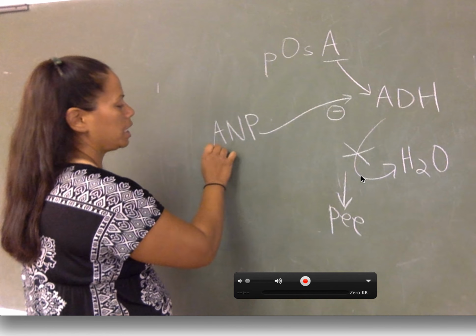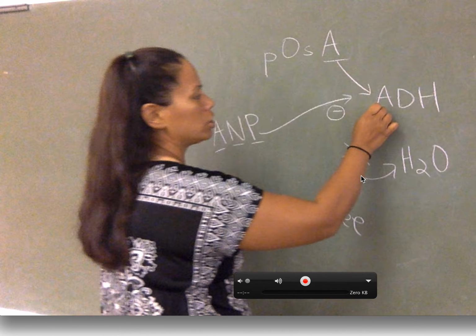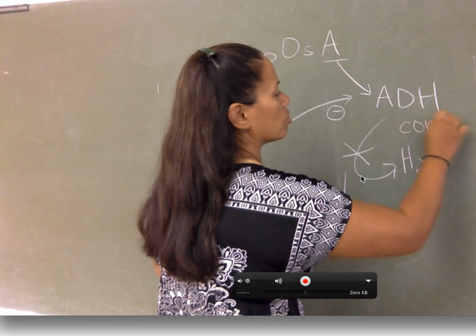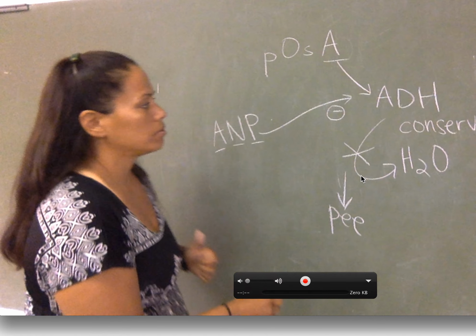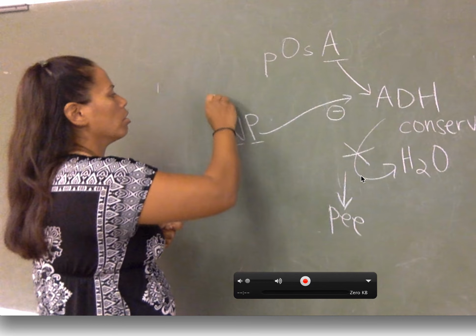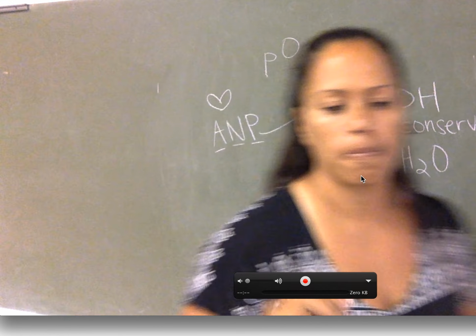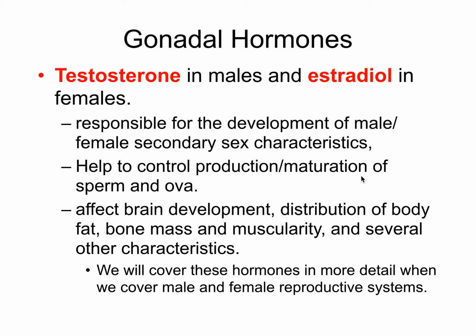So ANP, I need to pee, means you remove water. ADH, its goal is to conserve water. They act the opposite. ADH comes from the posterior pituitary. ANP comes from the heart. BNP is similar, except it just comes from the brain. Also causes increased salt and water excretion. Gonads, testosterone and estrogen.